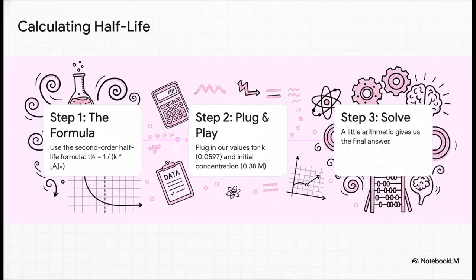And the calculation is surprisingly straightforward. There's a specific formula for the half-life of a second-order reaction. We just need to plug in our rate constant, K, and the initial concentration, which we know from our evidence file was 0.38 molar. A little bit of arithmetic, and we'll have our final answer.